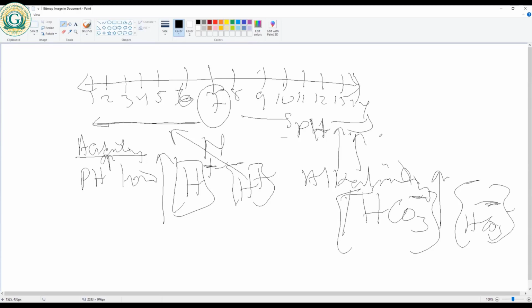And once we mention bicarbonate deficits, in a solution where you have high concentration of hydrogen, then you have low concentration of bicarbonate ions. In a solution where you have high concentration of bicarbonate ions, we have low concentration of hydrogen ions. I hope you are getting me.